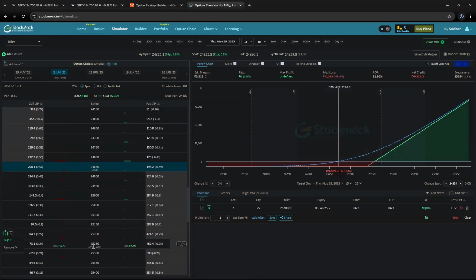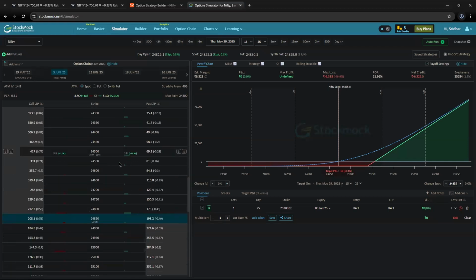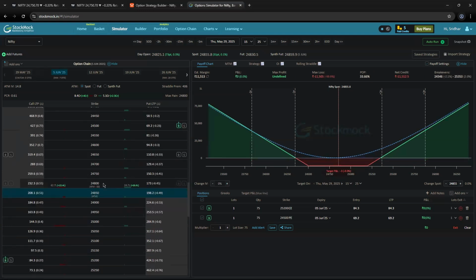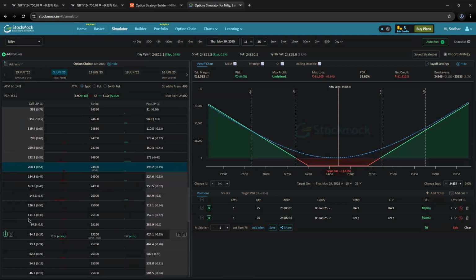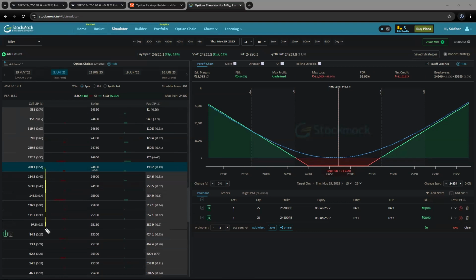So 350 points far, we have taken the buy call option at 25,200. 350 points down, we will buy the put option. Done. Now, first step is over. Second step is 500 points far on top. This is your call option, right? 500 points, we want to sell your call option, and 500 points down, we want to sell your put option. This will create your iron condor.